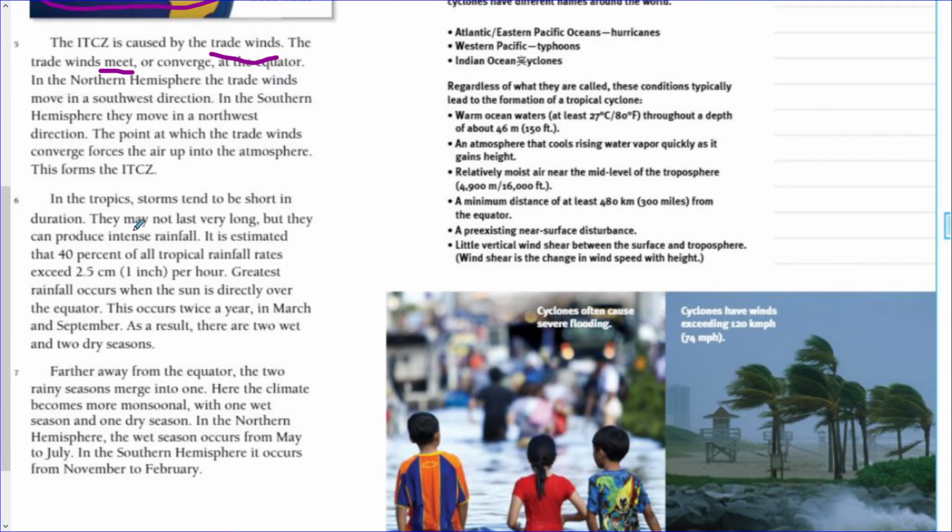It says, in the tropics, storms tend to be short in duration. They may not last very long, but they can produce intense rainfall. It is estimated that 40% of all tropic rainfall rates exceed 2.5 centimeters or 1 inch per hour. Greatest rainfalls occur when the sun is directly over the equator. This occurs twice a year, in March and September. As a result, there are 2 wet and 2 dry seasons.